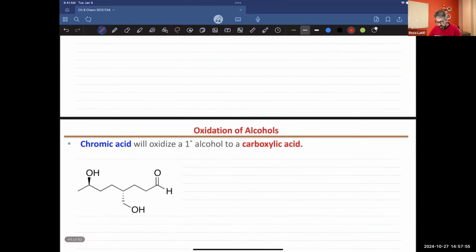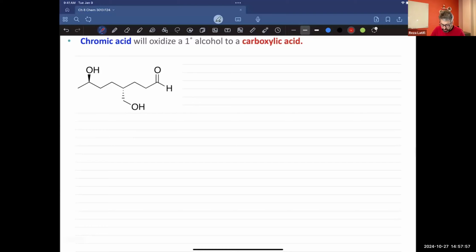So primary alcohol turned to carboxylic acid. Okay, another example. In this case, we have a secondary alcohol. This one is a primary alcohol, and this one is an aldehyde.